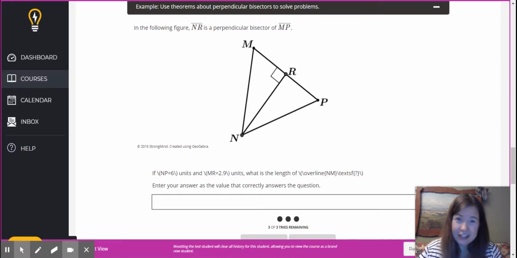But then there are more interesting things that you can do with it, like this. This is the first problem. So in this one, we have that NR is perpendicular to MP. It says that NP is 6, MR is 2.9. What is the length of NM?